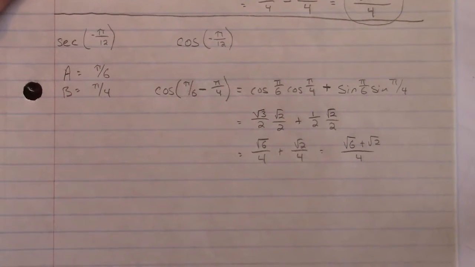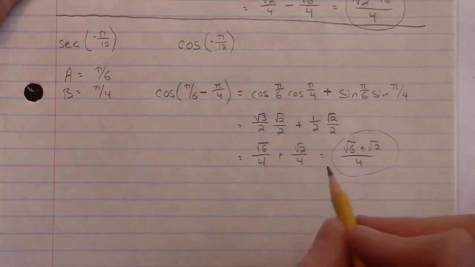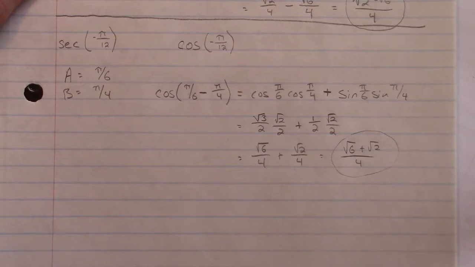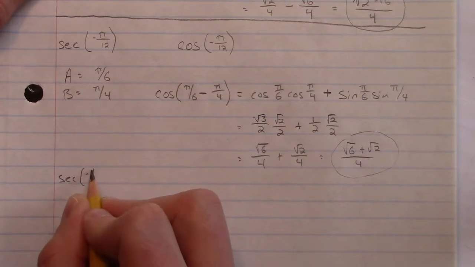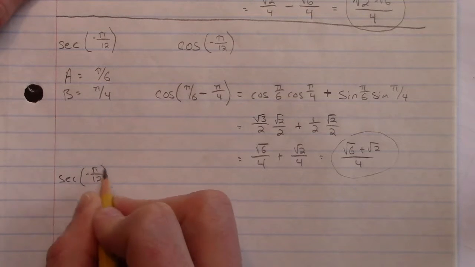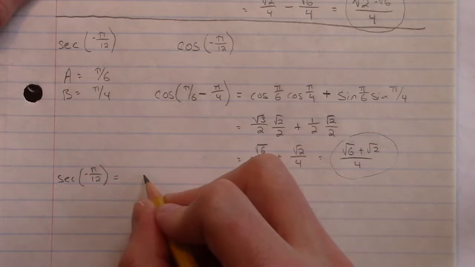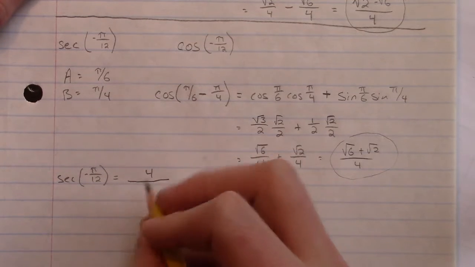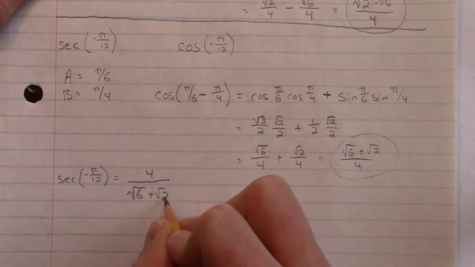Next step: I take that answer. That's for cosine. I need the secant, though. So the secant, because that was my original problem of negative pi over 12, is equal to this flipped. So now I've got 4 over the square root of 6 plus square root of 2.